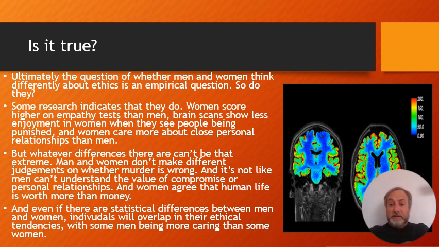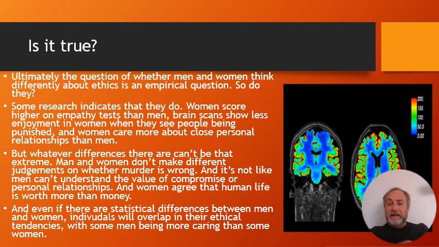Maybe these are just differences at age 11, right? What happens into adulthood? Are there genuine empirical differences between the way men and women approach morality? Well, it is an empirical question, so we can study it scientifically. There is some research on the matter, so you can give people surveys and empathy tests, which basically just ask them various questions and they give some sort of response. And you can test how empathetic they are. Women tend to score better on empathy tests.